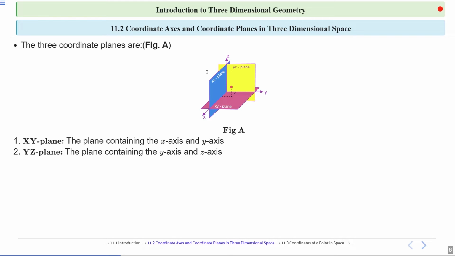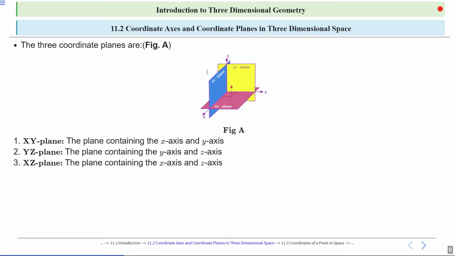Now notice how we have the YZ plane. This plane contains the y-axis and the z-axis. So think of it as a vertical wall that goes up, down and forward, backward, but has no width along the x-axis.